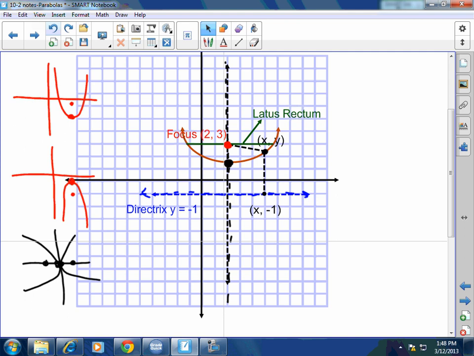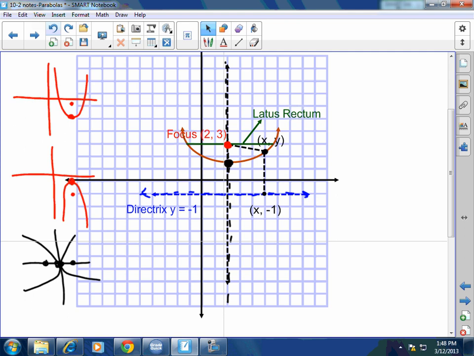Absolutely it matters. There's an exact location for the focus. The focus will tell you which way it's going to point. If it's above the vertex, you're pointing upwards. If it's below the vertex, you're going downwards. If it's to the right of the vertex, you're opening to the right. And if it's to the left of the vertex, you're opening to the left.